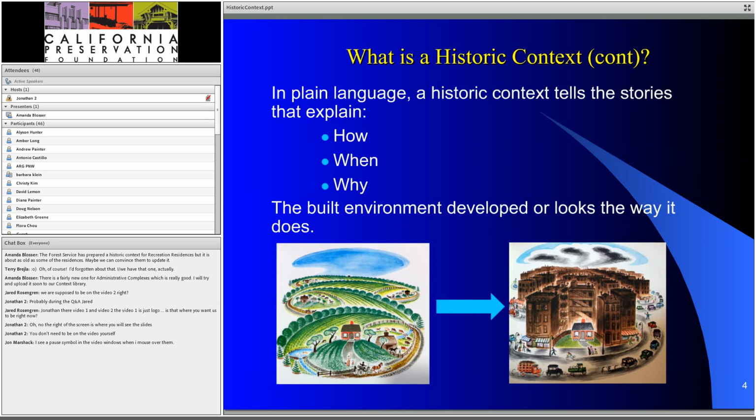So in plain language, a historic context tells the stories that explain how, when, why the built environment developed or looks the way it does. And the little illustrations I have to give credit are Virginia Lee Burton, The Little House. So it tells you how it goes from a very idyllic sort of farm community to a very developed city.